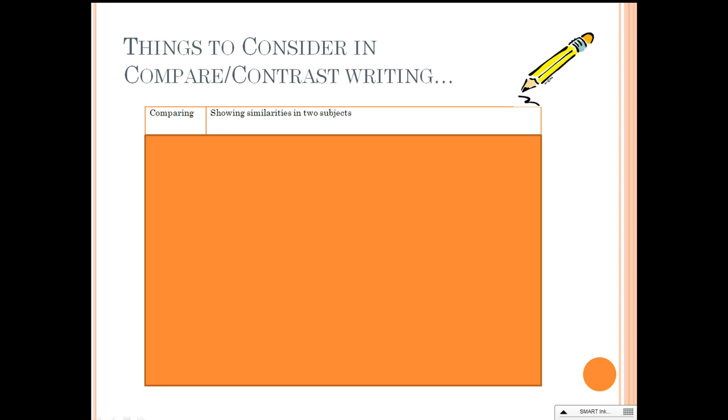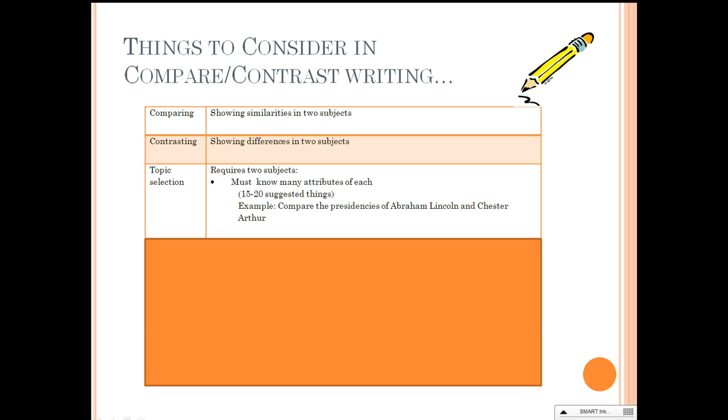All right, so some things to consider in compare-contrast writing. When you're comparing, you're showing similarities in 2 different subjects, and when you're contrasting, you're showing the differences in 2 different subjects. Now, within this short essay writing assignment, I'm going to ask you to make a decision on whether you're going to compare, contrast, or do both. Know that if you're going to do both, you need to be careful in how you're organizing your short essay.